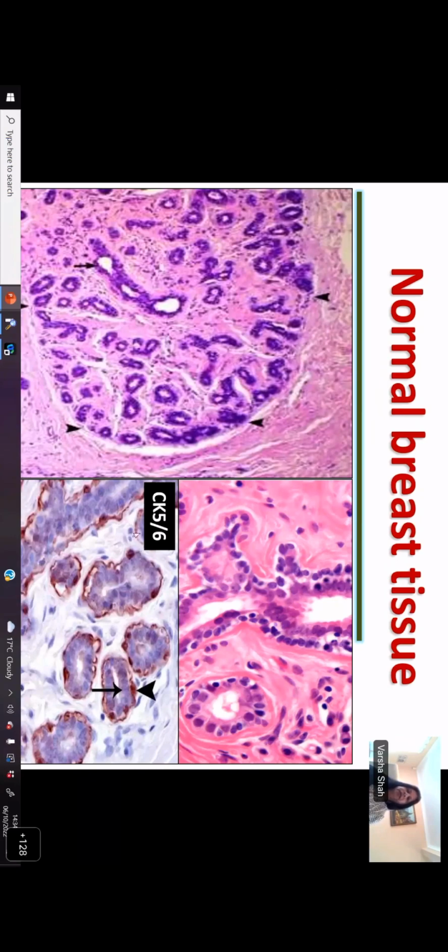This is kind of highlighted by the CK5-6 stain, which will stain the inner epithelial cells patchily, as well as the myoepithelial layer.